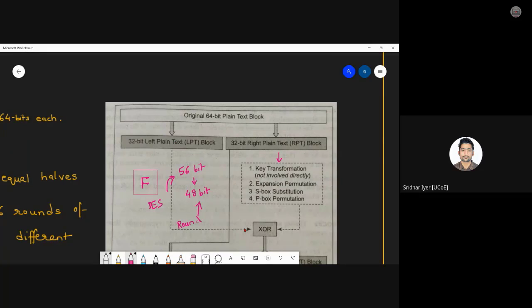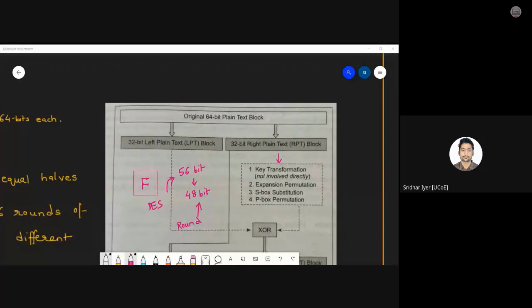Am I clear? Kindly let me know in the chat box. Any confusions with this so far? Okay. What about others? Is it fine? Is this clear? Because for double DES and triple DES, it's very simple to understand if you know what exactly DES is all about. Fine. So I hope this is clear.